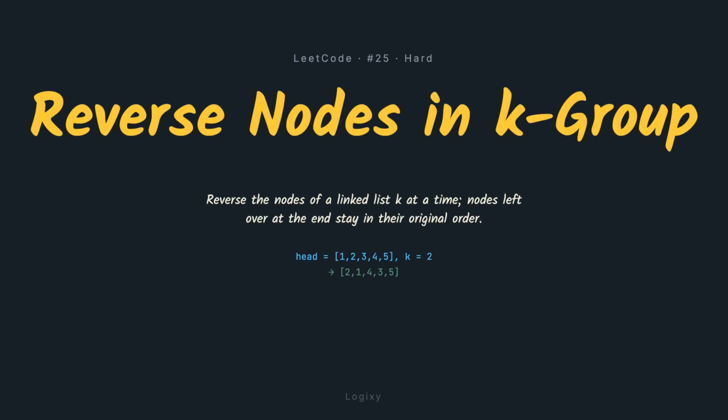You're given a linked list and a number k. Reverse the nodes in chunks of k, all the way down the list. With 1, 2, 3, 4, 5 and k equal to 2, the answer is 2, 1, 4, 3, 5. Pairs flipped in place.